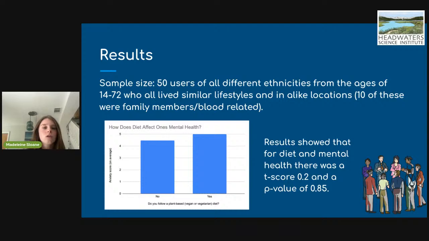My results pointed to, for diet and mental health, a t-score of 0.2 and a p-value of 0.85. This basically means that there is not a significant relationship between the two. A t-score tells you if there's a difference between two different variables, and since I had a really high p-value, it shows that there wasn't a significant difference or relationship.